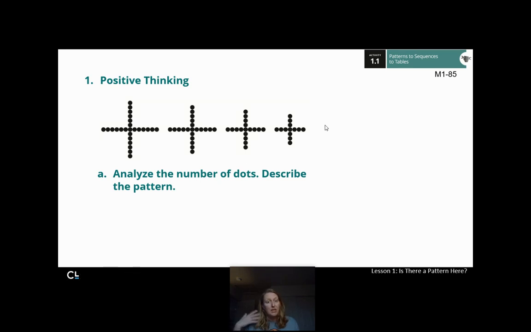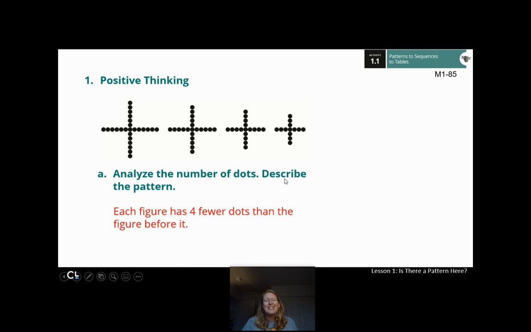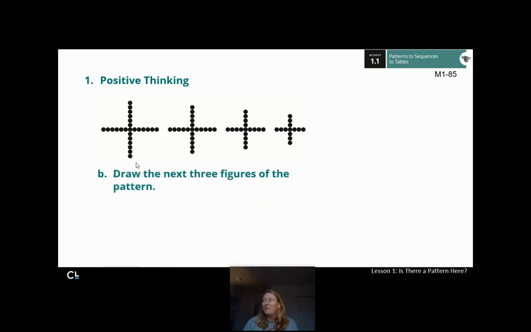So if I were to analyze this pattern and describe the pattern, it seems to me that each side has one fewer dot, but there's 4 sides, 1, 2, 3, 4. So if I'm just looking at the number of dots, then I'm going to say that each figure has 4 fewer dots than the figure before it, because each subsequent figure takes a dot off of each end of these guys. So it looks like we're taking 4 dots total off of each figure.